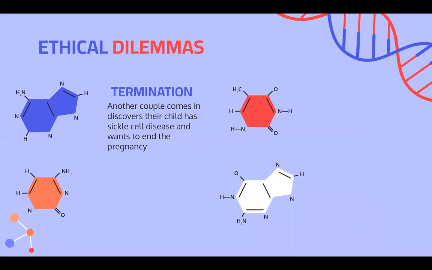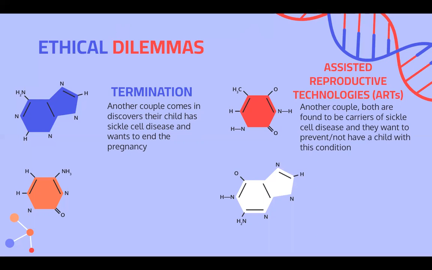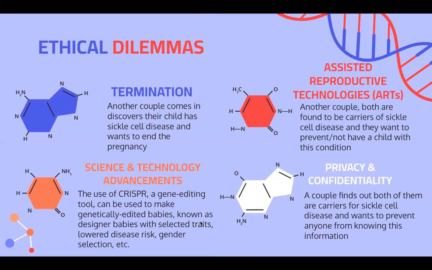Another related conversation is the rise of assisted reproductive technologies, or ARTs. Related to the former conversation, let's say we have another couple. Both are found to be carriers of sickle cell disease and they want to prevent or not have a child with this condition. Again, related to the former conversation, not only are these arguments between the right to decide versus it potentially being eugenic, but people also dabble in the conversation of, is it natural for people to be able to do this?